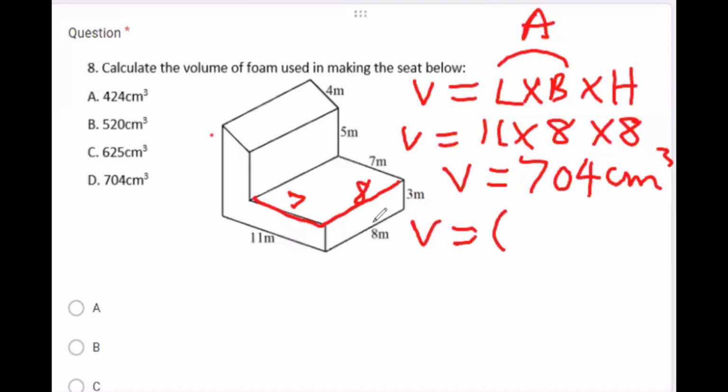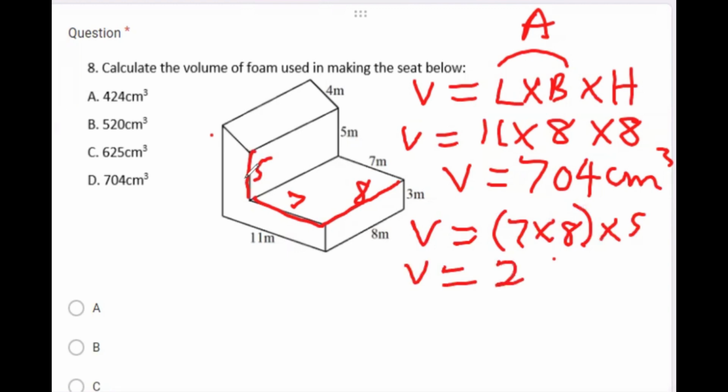So from there, we now say volume of the one removed, since it's also a solid, is length times breadth, which is 7 times 8 or 8 times 7. Then times the height. The height is there. That is this 5. So times 5. And if you do 7 times 8 times 5, that should give us 280 centimeter cube.